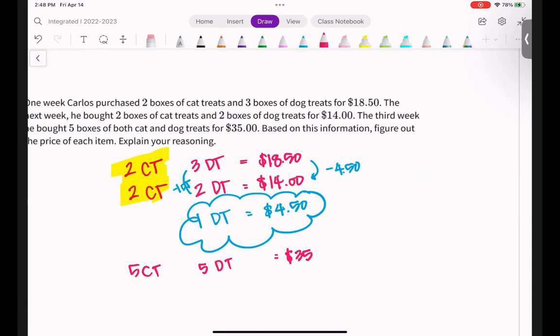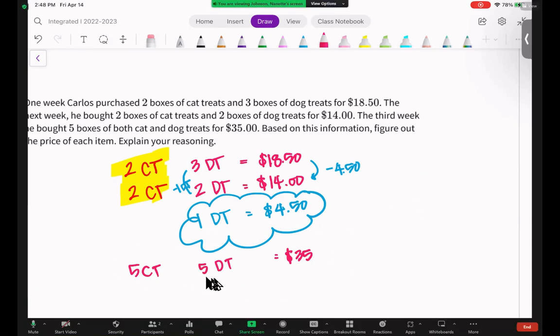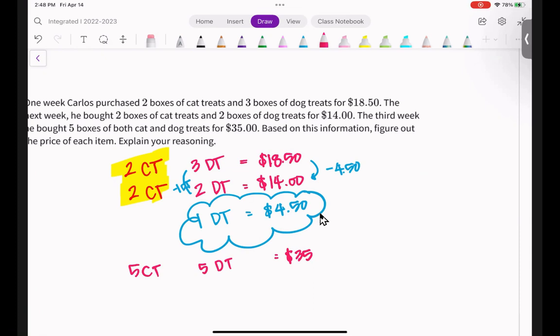Okay. And so I already know how much the dog treats are, and I didn't necessarily need this third week of information. I don't know if you noticed that. But since I know how much dog treats are, I can now figure out how much cat treats are, right? So if one dog treat is $4.50, and I probably use the second equation, right? Because it's just a little bit easier to look at. So that means one dog treat is $4.50. That means 2 dog treats is going to be $9, right?